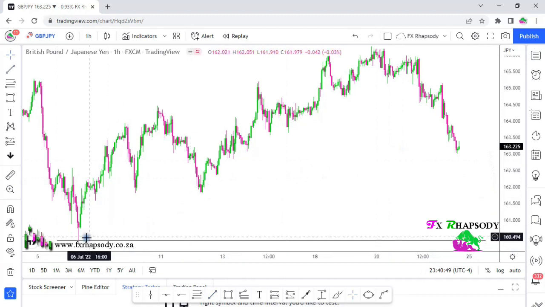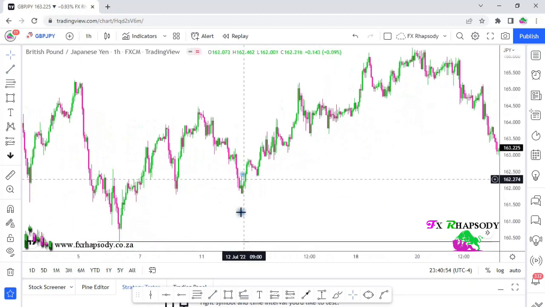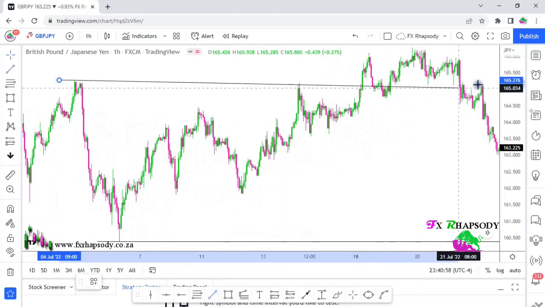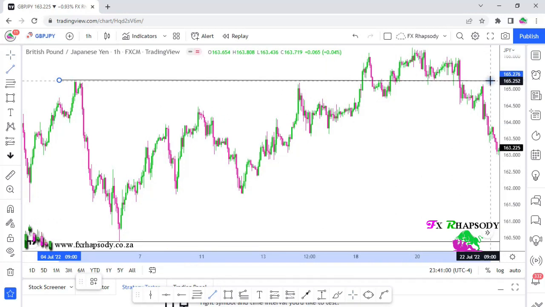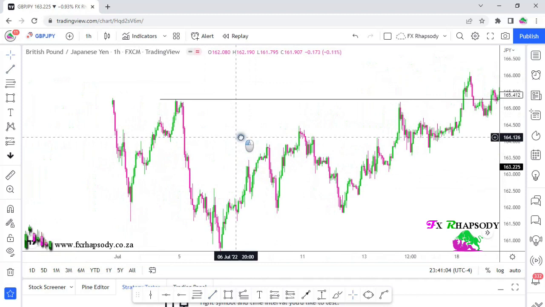So we earmarked that area over there, okay, on the hourly time frame, and we highlighted this area over here. I'm just going to do it all the way to the end here, just to show you something. So basically, price was last week.